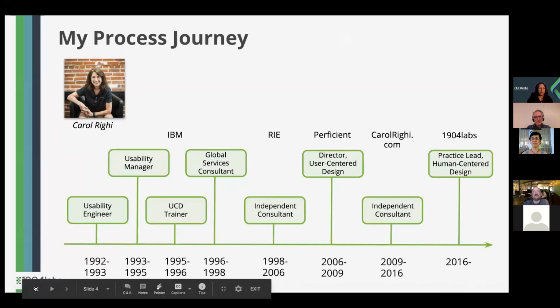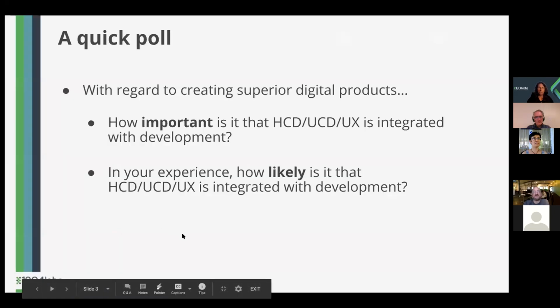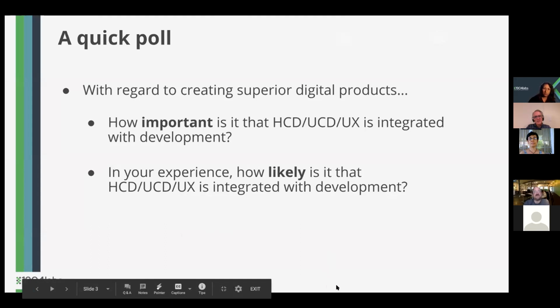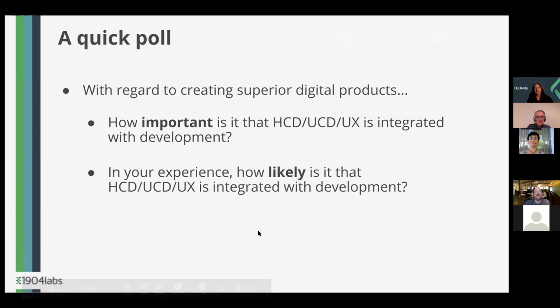A couple of questions with regard to process and the integration of human-centered design or user-centered design or UX, any of the above, with development. With regard to creating superior digital products, how important is it that it's integrated? And in your personal experience, how likely is it that it's integrated? So let me go ahead and push this poll and just take a second and respond, and then I'll share the results.